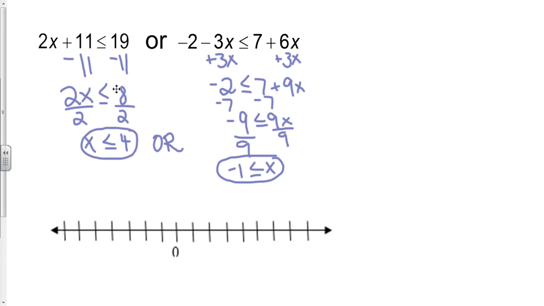Okay, so I went ahead and solved these out because that's not the point of the video. And we end up with x is less than or equal to 4, or negative 1 is less than or equal to x. Whenever there are two separate inequalities, we're not going to combine them into one. We're going to keep them separate, but graph them individually. So the first one says x is less than or equal to 4. I'm going to put 4 on here, color it in, and I want it to be less than, so it's going to be this way, right?